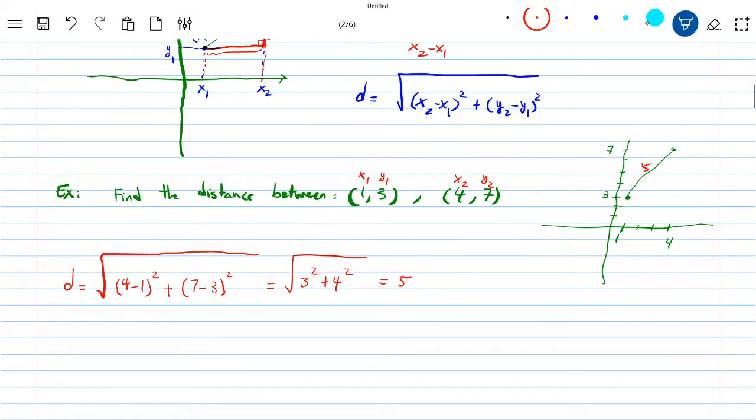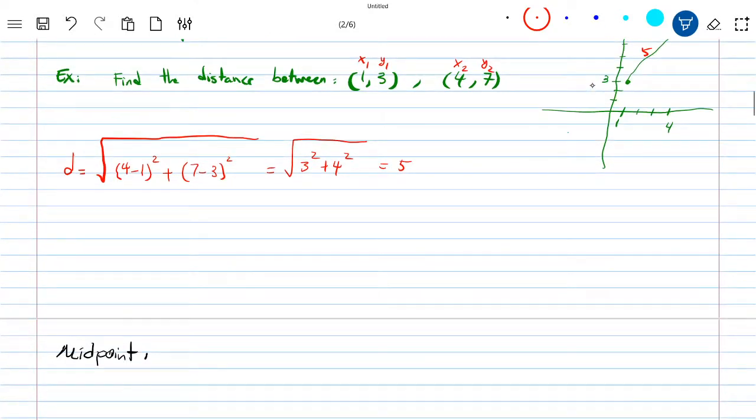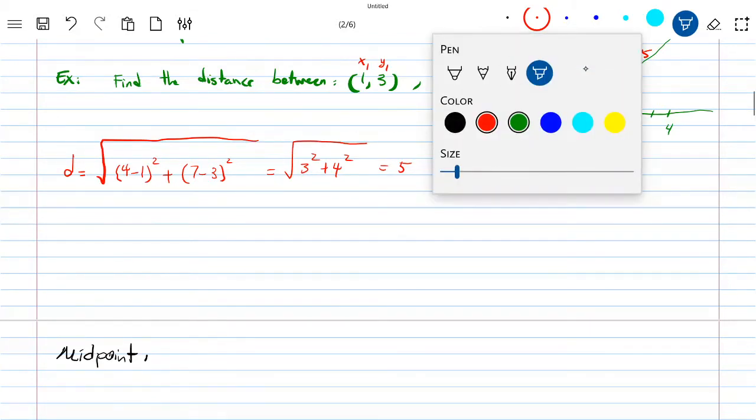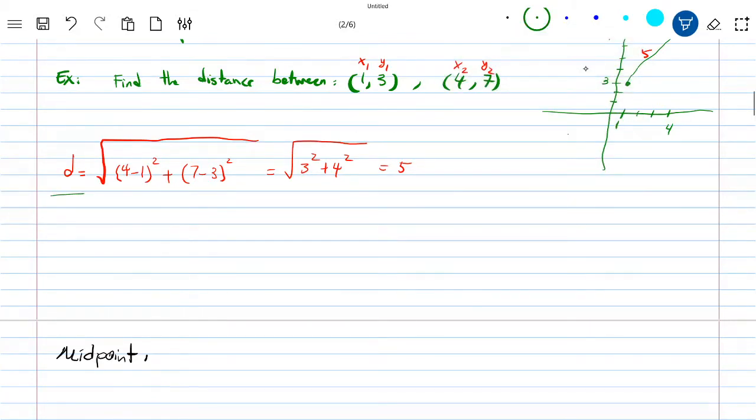We found the distance between the two points. And again, the numbers could be positive or negative. Doesn't really matter. You still follow the same formula. Let's try one more example just before we move on. So here, find the distance between these two: -1, -2, and 0 and 2, something like that.